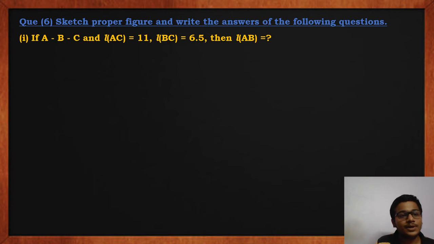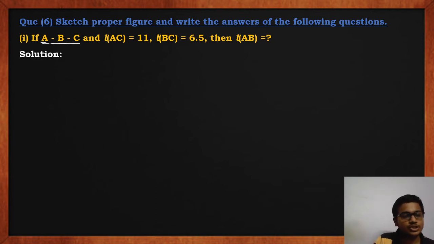Now remember, here betweenness is given to us. So we'll draw the figure according to this betweenness only. We don't consider any possibilities here. In the earlier case, no betweenness was given. So we had to consider all the possibilities that can happen. But here betweenness is given. So we'll only consider this possibility and we'll draw the diagram.